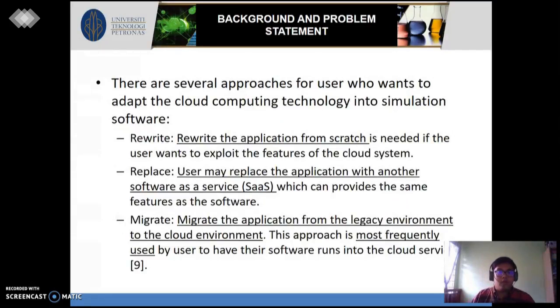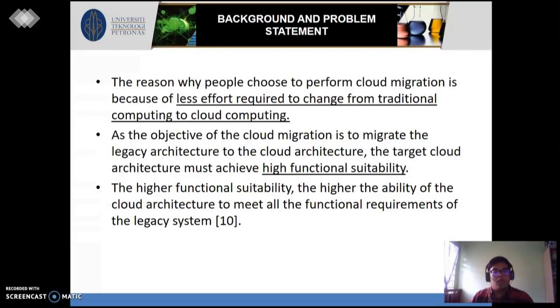There are several approaches for users who want to adapt to cloud computing technology. First, they can rewrite, then they can replace the system, and lastly, they can migrate. Migrate is the approach most frequently used by users to have their software run in the cloud service. People choose cloud migration because it requires less effort to change from traditional computing to cloud computing, as the objective of cloud migration is to migrate the legacy architecture to cloud architecture.